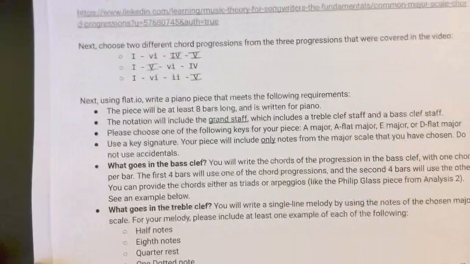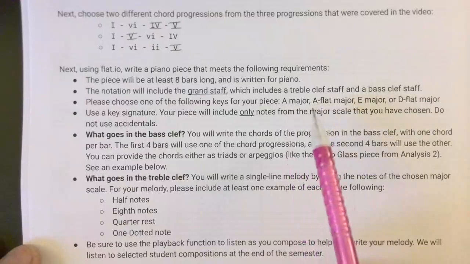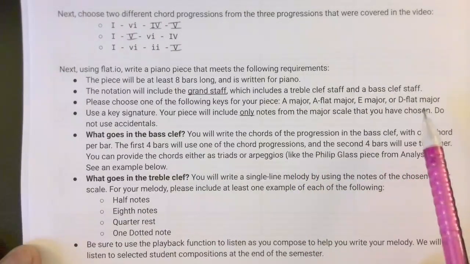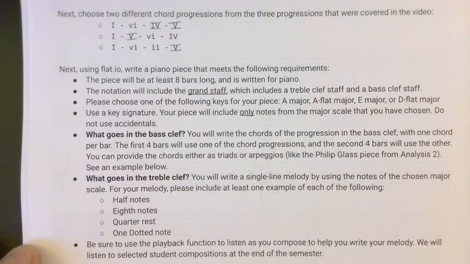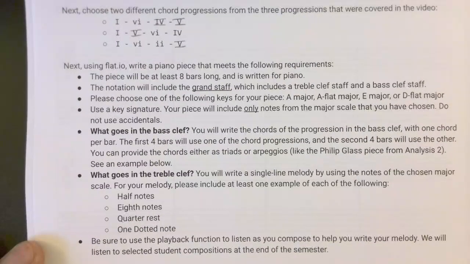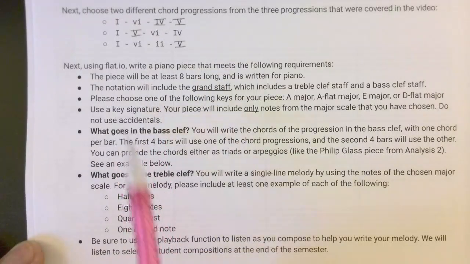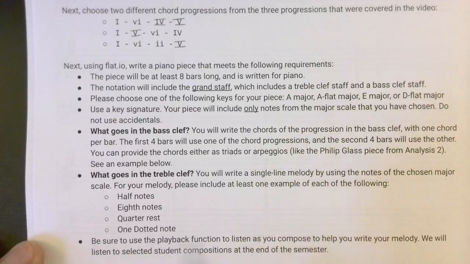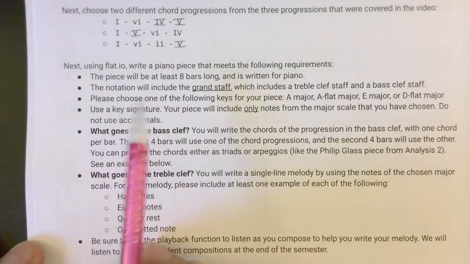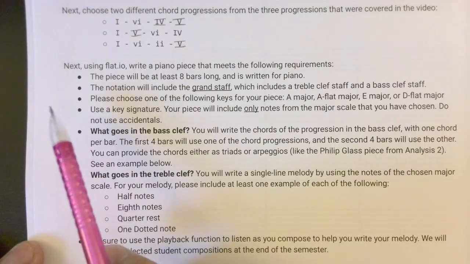of your manuscript template. Please also choose one of the following keys for your piece, either A major, A flat major, E major, or D flat major. Choose one of them, okay? Doesn't matter which one, whichever one you enjoy, or you can also choose it at random. But once you do, please figure out the key signature on Flat I/O and add that to the piece. Remember, the key signature will only exist in the beginning of each system. Okay, so you'll be seeing the key signature at the very beginning of each system.